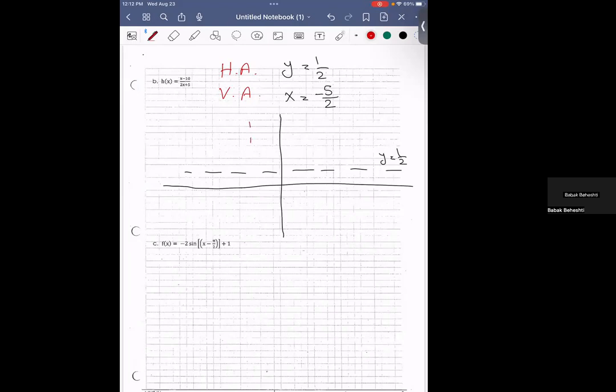So this is x equal to -5/2. When x is close to -5/2, so for example, x close to -1, the value is negative. So that means the graph goes like this.